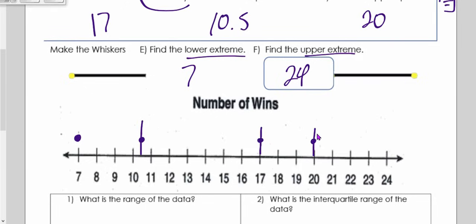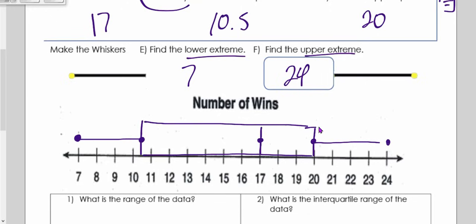I don't know if we really need that part, but. And then 24 is my last point. That's the second whisker. So I have a whisker, and then my box is created with my lower and upper extreme with the median cutting in the middle.